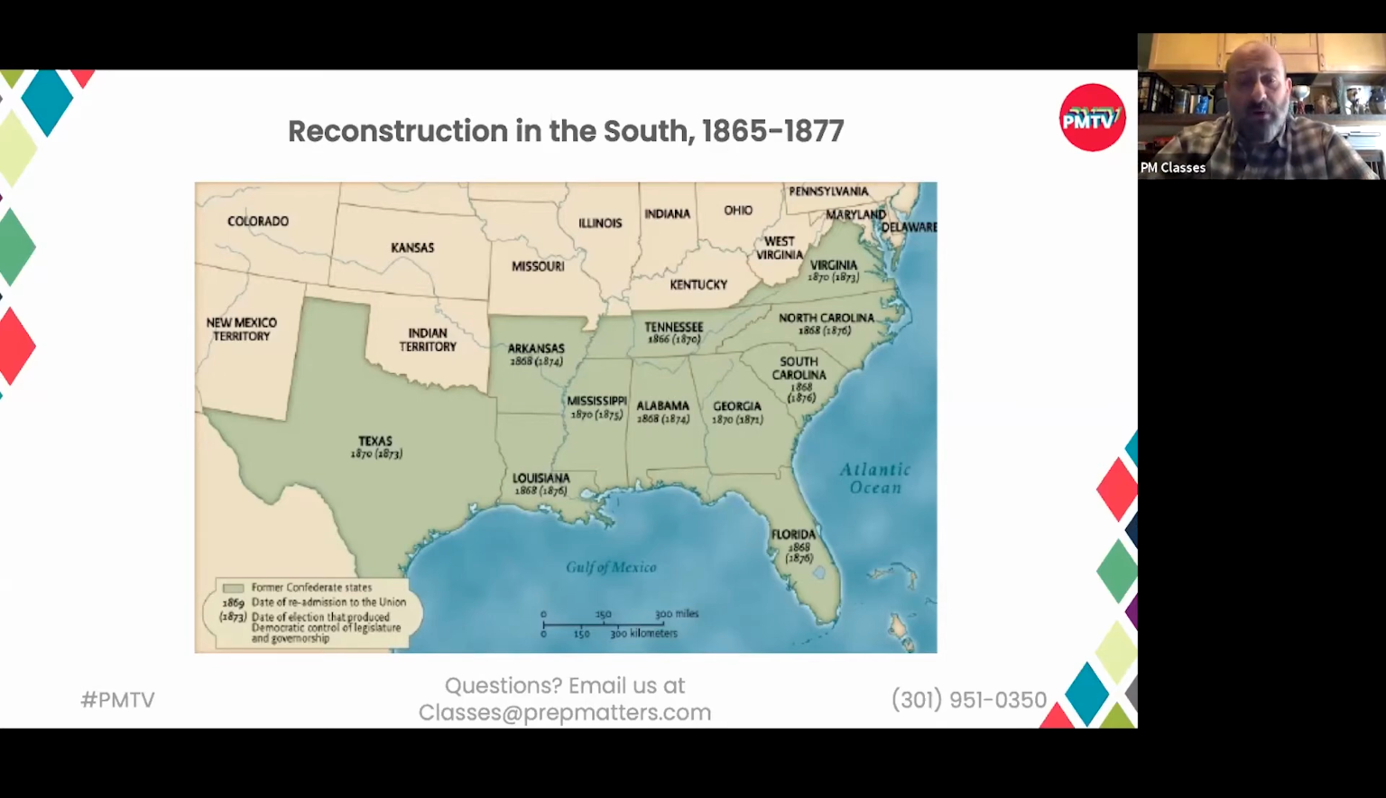I won't go into all the details about Reconstruction, but basically the South is divided up, as you see on the map, into military districts where federal troops keep order throughout the region and protect federal government agents, and protect Northern teachers who have come down to educate African Americans. And you have a new plan that guarantees that states will not be readmitted into the Union until they ratify the 14th Amendment.